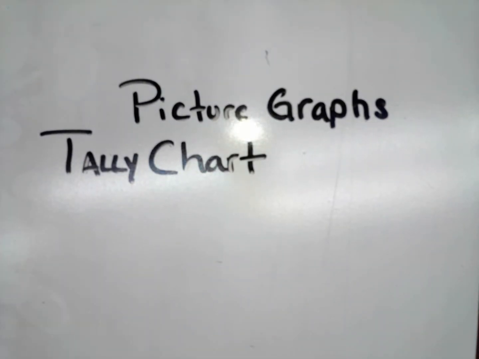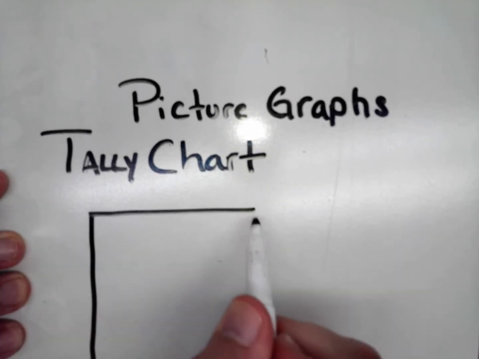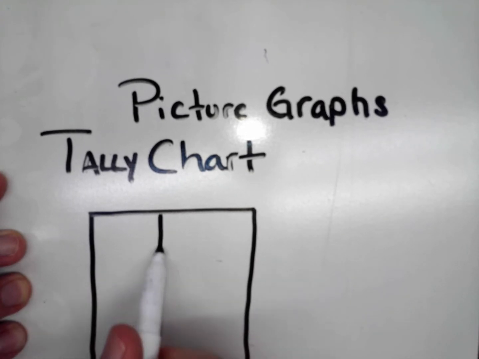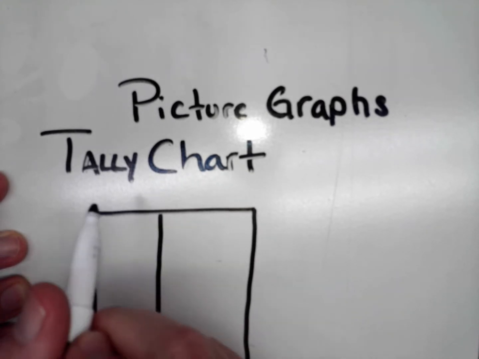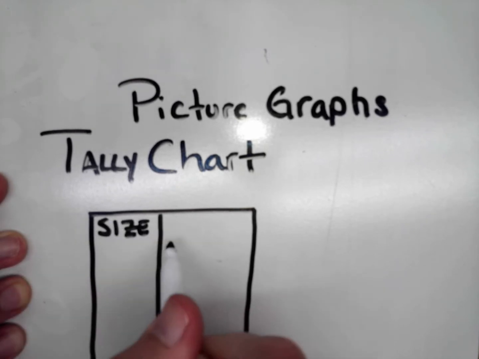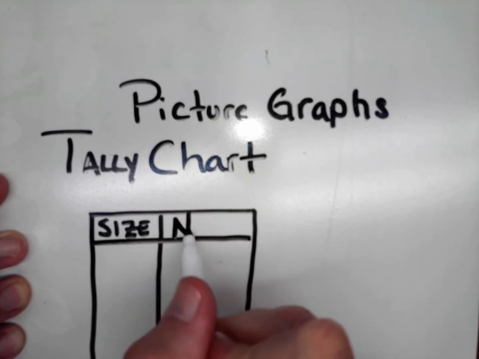One thing that we would use a tally chart for is if we were counting the size of shoes of the students in our class. So if we had a tally chart, it would look like this. And you would have a size for the size of shoe and the number of each size.